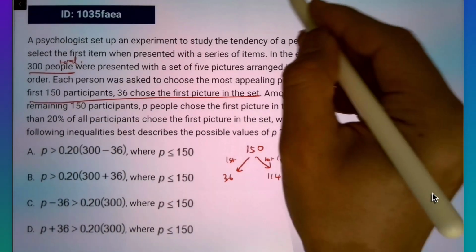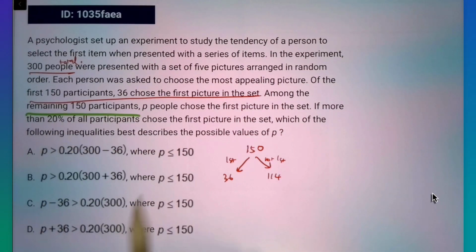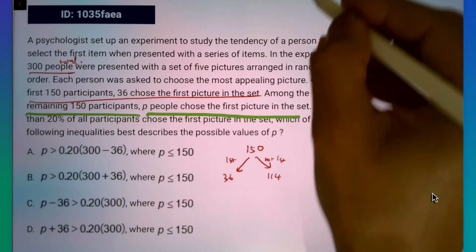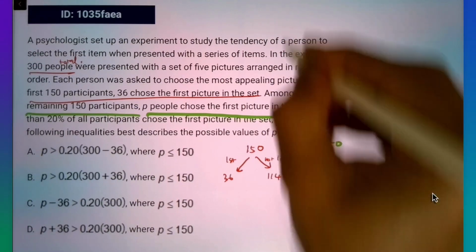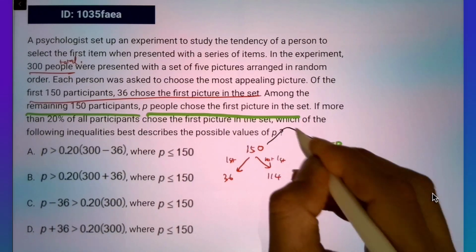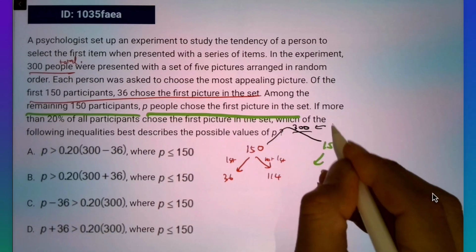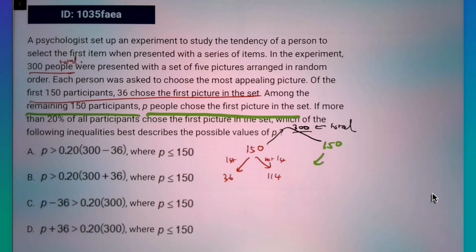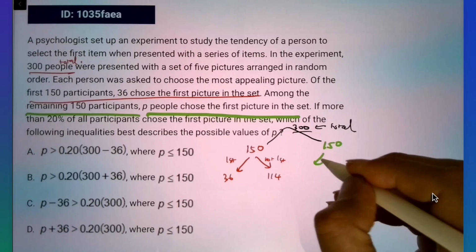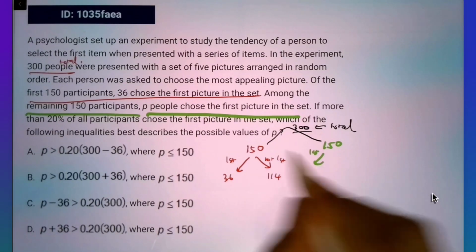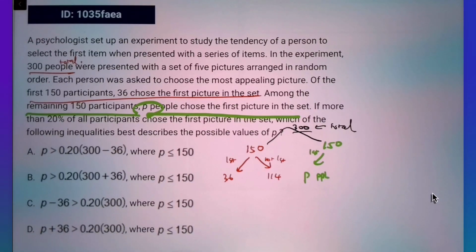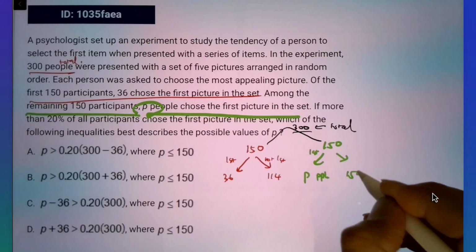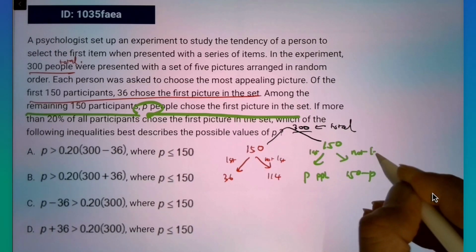Among the remaining 150 participants, for that let's use a green, P people chose the first picture in the set. The other 50 people, so these all add up to 300 people, by the way. That's 300, and that's the total number of people participating in the survey. If you choose the first one, again, it's going to be P people. So P people here. The other should be 150 minus P for not first picture.